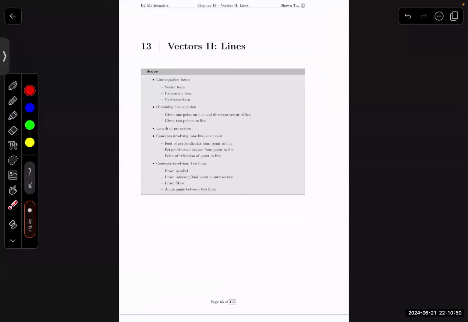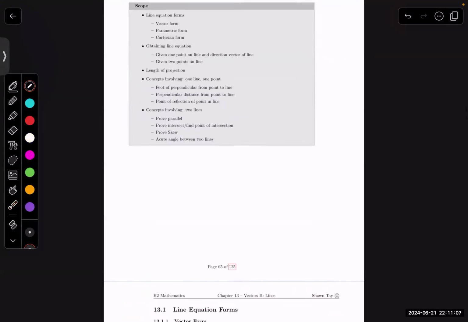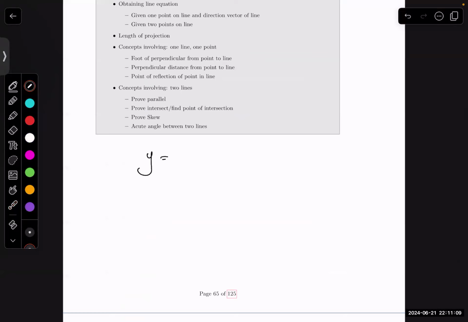Okay, so for lines and planes, I also want to build visual intuition. Let's discuss lines first, because lines are familiar to us from secondary school. We know y equals mx plus c. So let me just drop it down. y equals mx plus c.